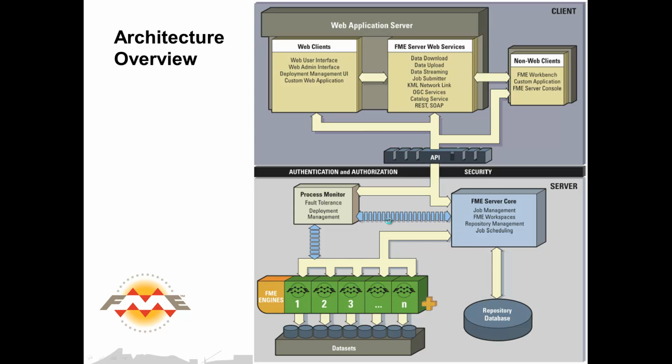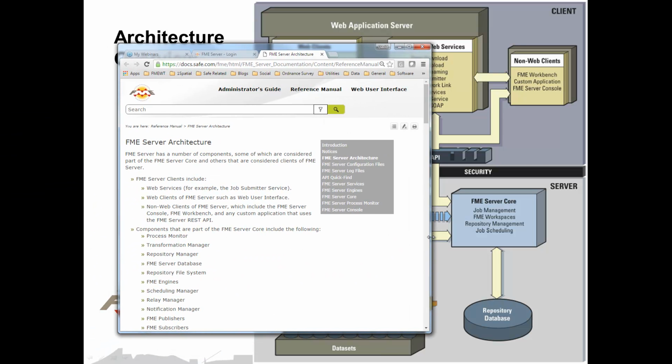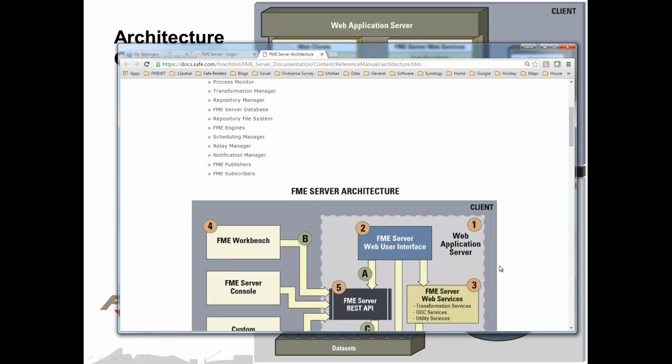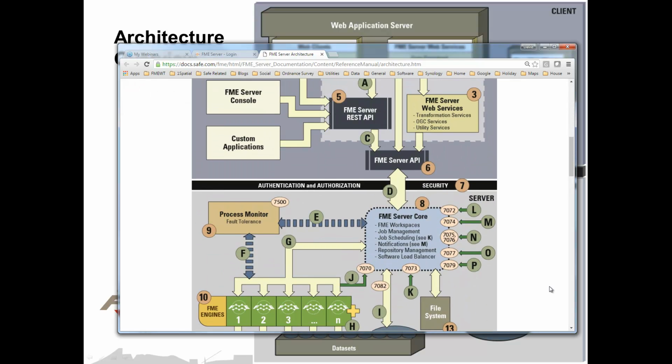I mentioned I'd go out to the FME Server documentation. Well, the document is here, and you can see that there's the full architecture diagram with also all of the communication port information.